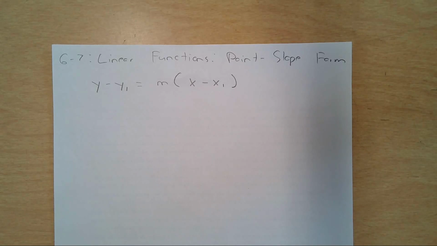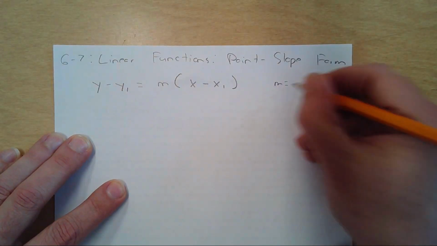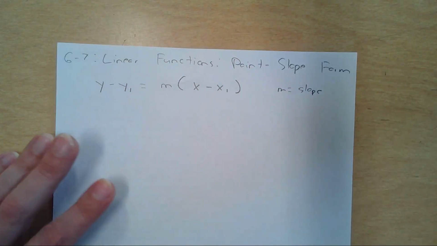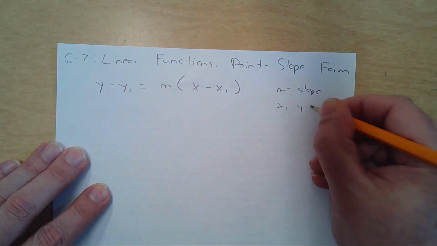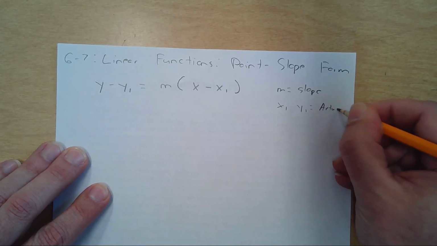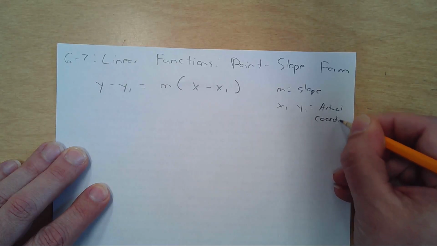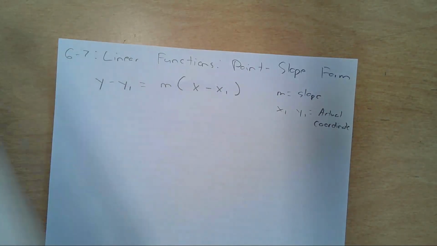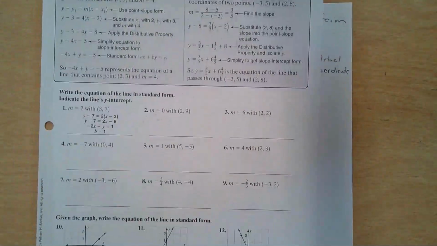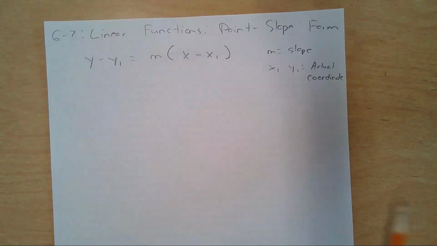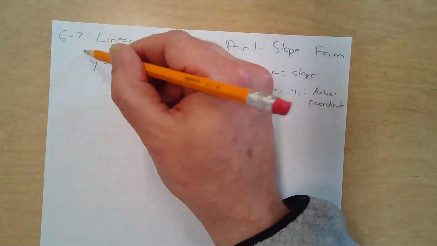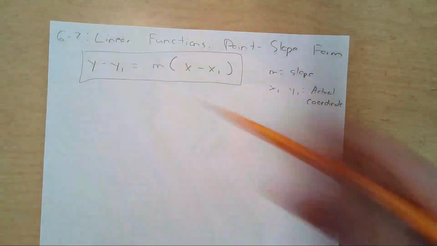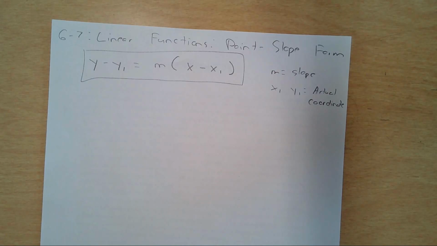And what we've got here is m, of course, is still the slope. We're going to need to know the slope here. And this y1, x1 here are actual coordinates. We need one actual coordinate to solve these. Keep this formula in front of you throughout the lesson today and when you're doing the homework.